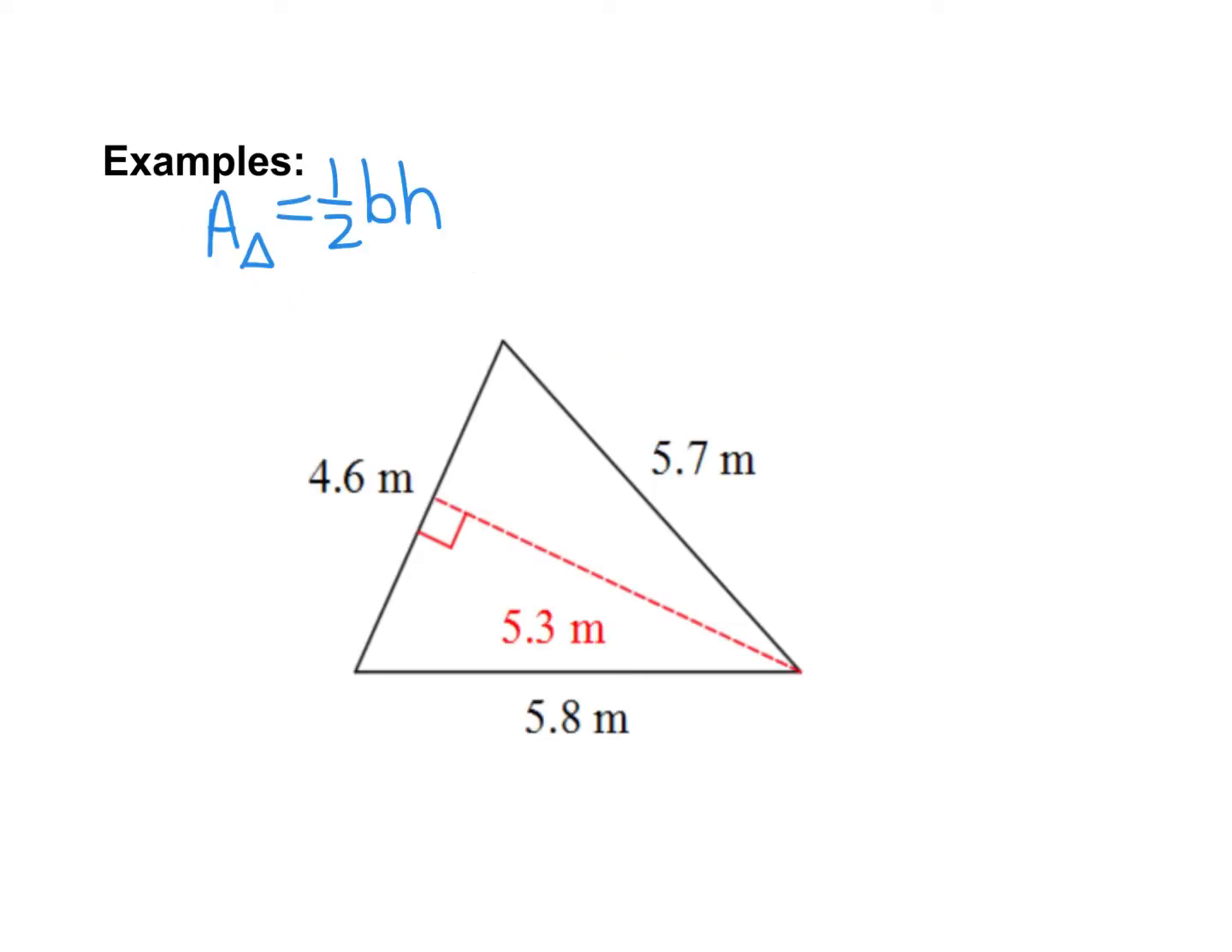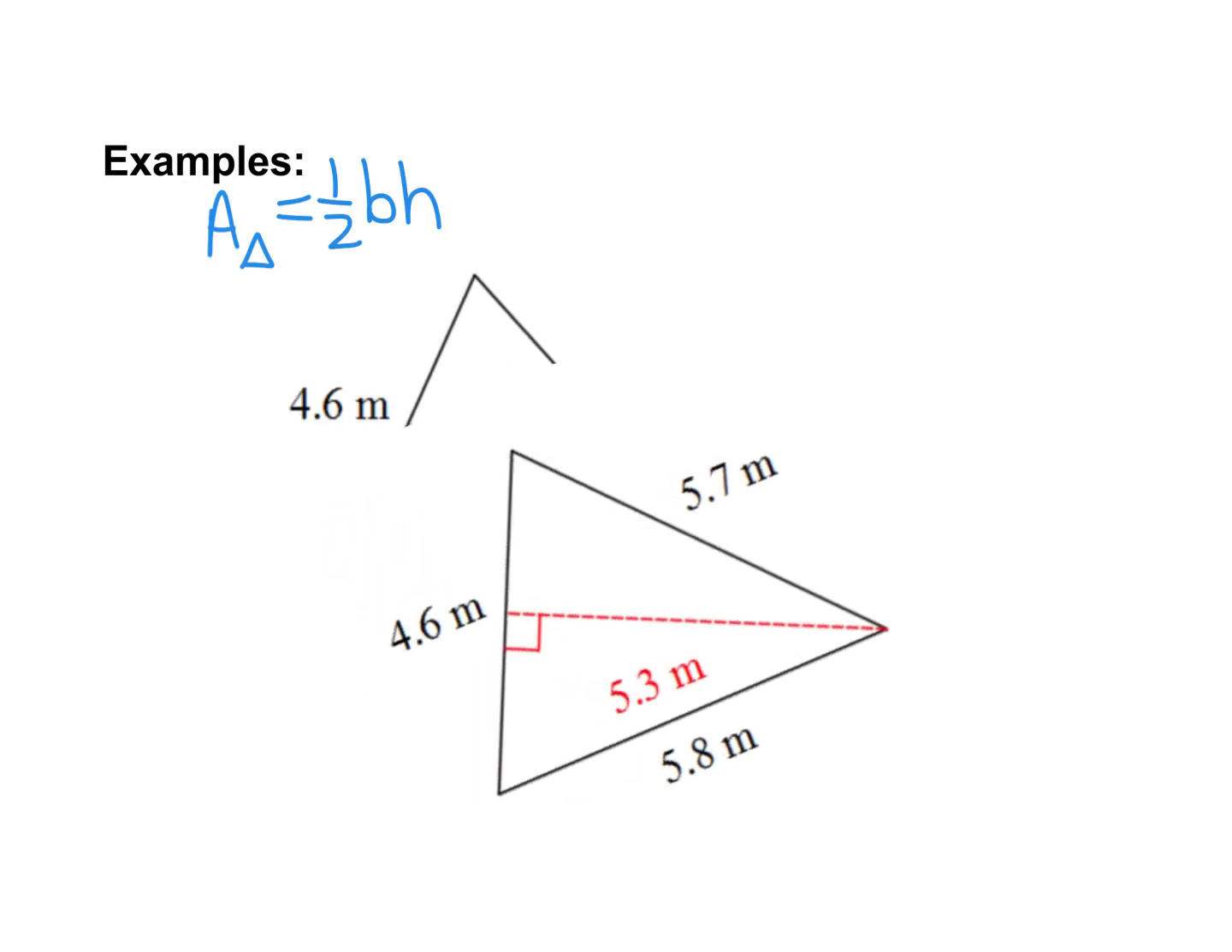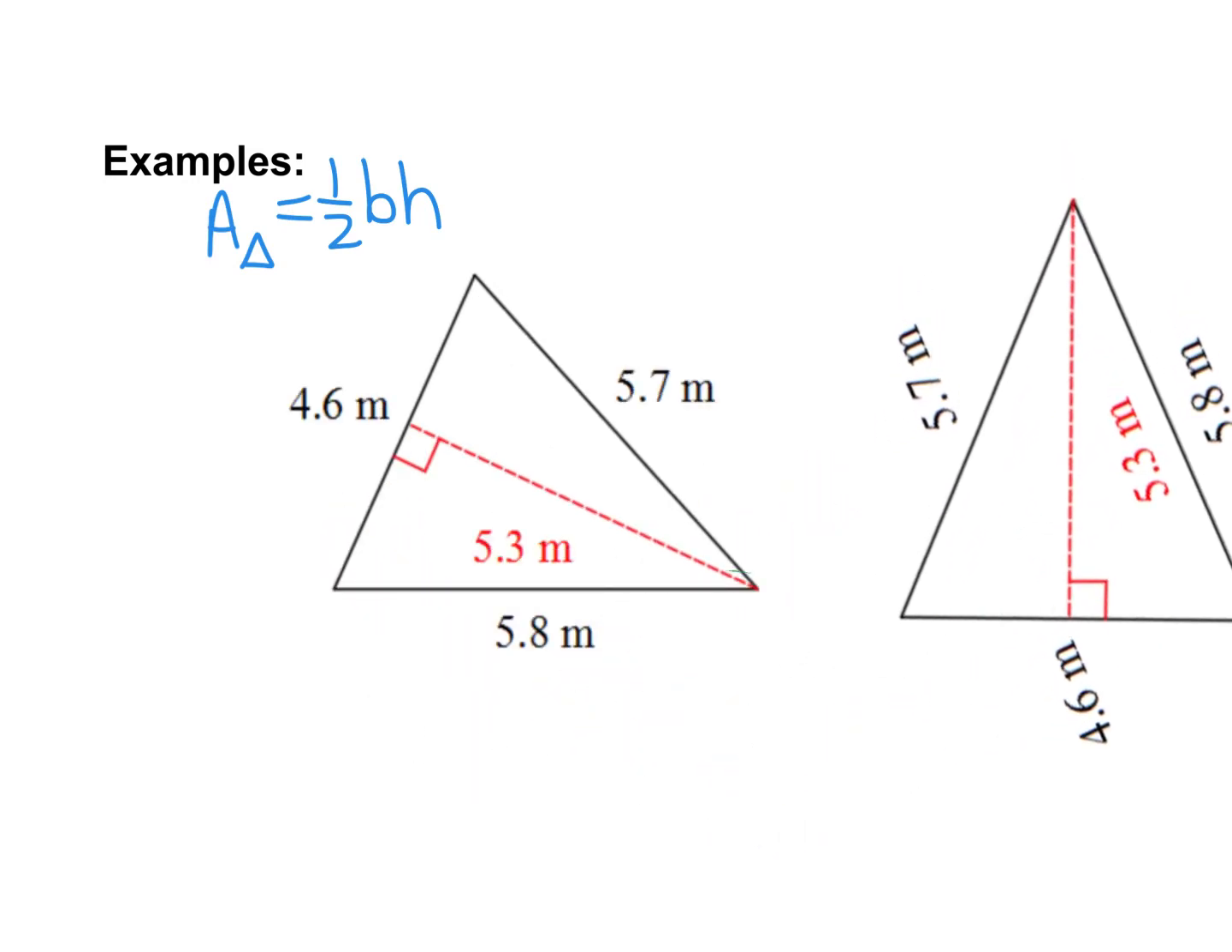So this first area example is of a triangle, and the formula for area of a triangle, that's what this notation is, area of a triangle, is 1/2 base times height. Now in this example, the triangle is set up more so that the base is actually flipped around here. So the base that they're giving us is the 4.6 in relation to the height of 5.3.